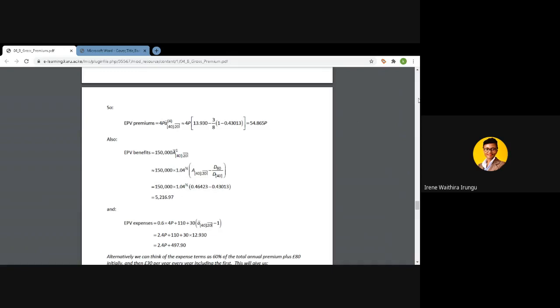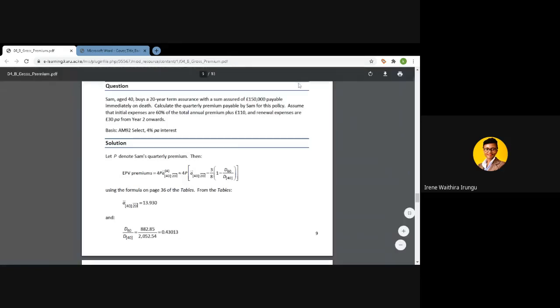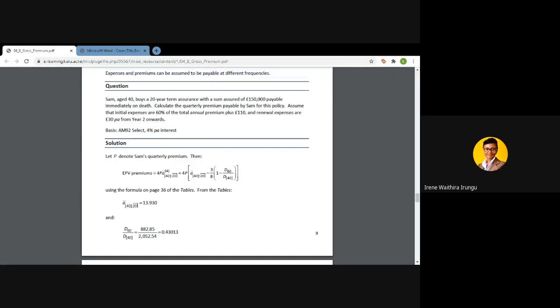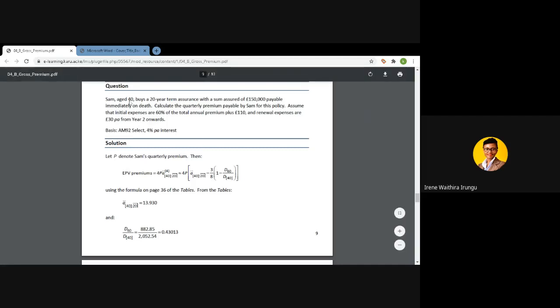So we can now look at expenses. We assume initial expenses are 60% of the total annual premium plus 110. So this 60 is a one-off, the 110 is a one-off, and the renewal expenses are 30. These will occur annually from year 2 onwards, up to a limit of 20 years. And again, this is attached to the life who is aged 40.